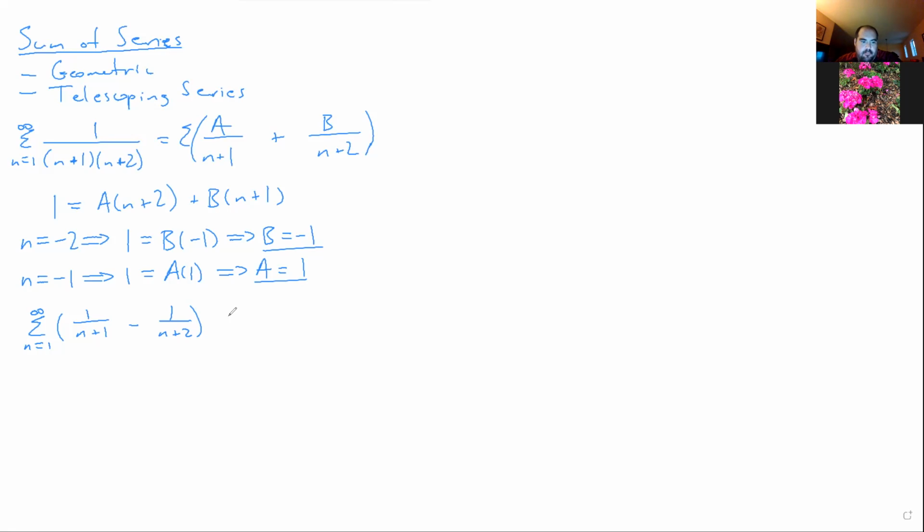Can't you do them separately? What do you mean by that? Do the series 1 over n+1 minus the series of 1 over n+2. You can. I recommend keeping them together, because if you pull them apart, it's going to be really hard to see how the series behaves. Also, if you pull them apart, neither one will converge on its own.